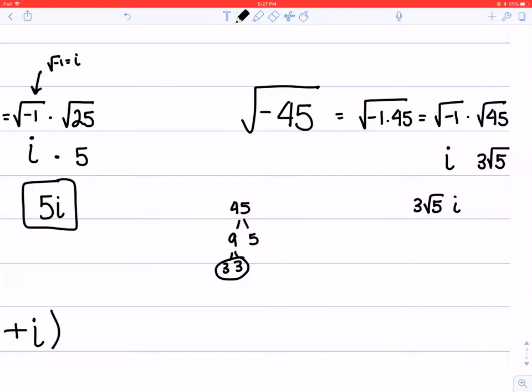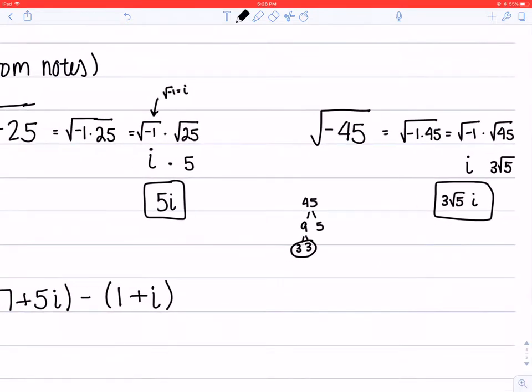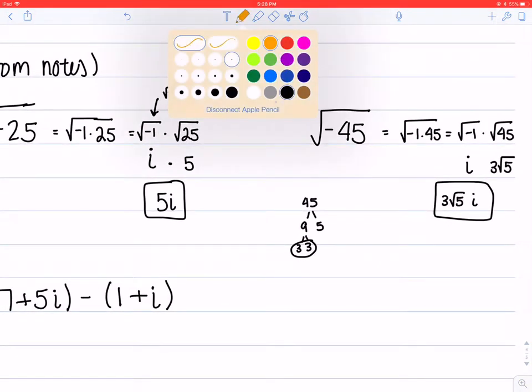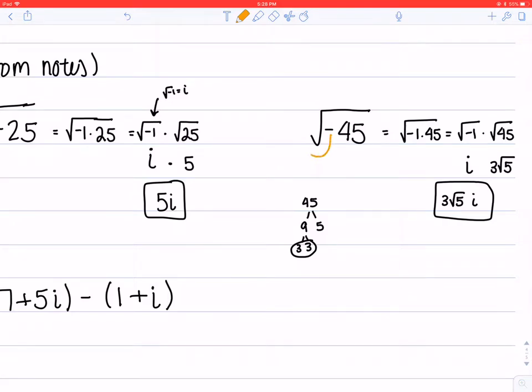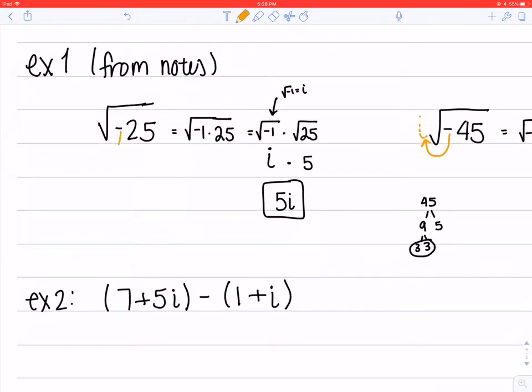Make sure when you're typing that into Hawks, that you push the right arrow key so that you get out of the radical. Don't put i under the radical with the 5. That's the 3 times the square root of 5, and then i is way outside, not under the radical. So that would be your final answer. Now you don't necessarily have to go through all of this work. Once you get used to this idea, when you see a negative sign under a radical, you can think about it as coming out and turning into an i.